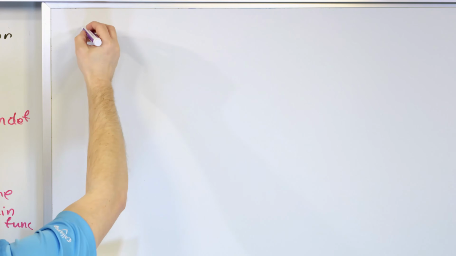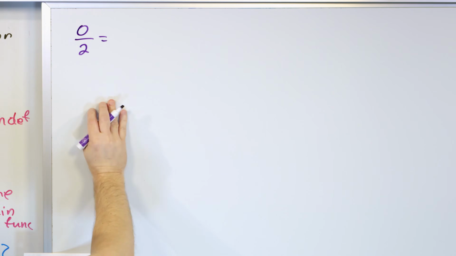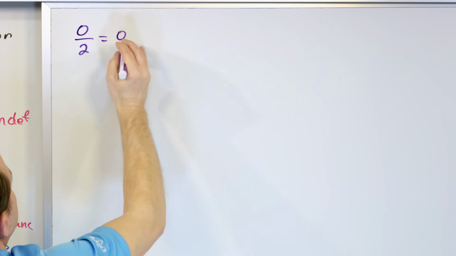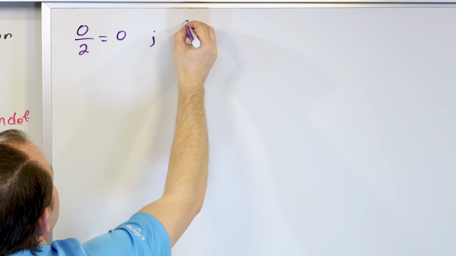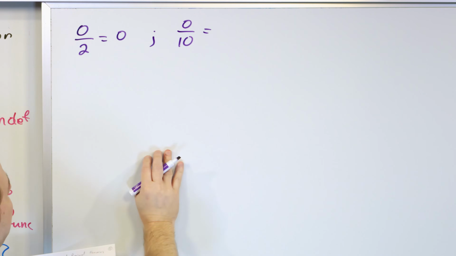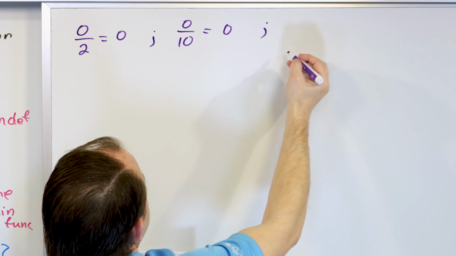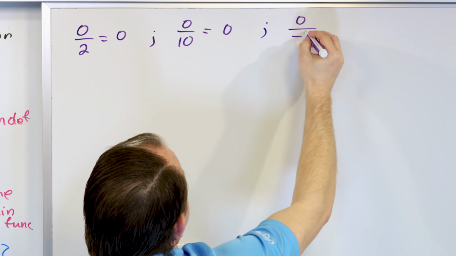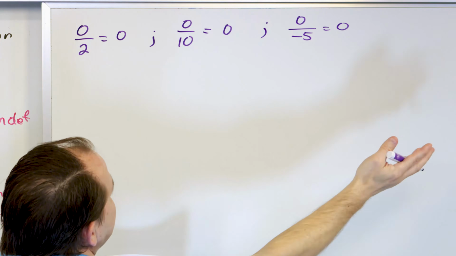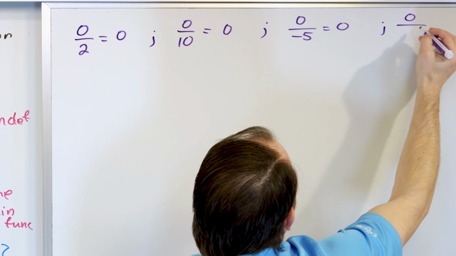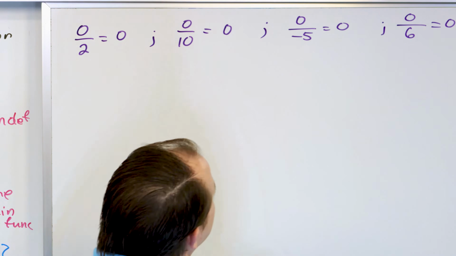What do you think the fraction 0 over 2 is equal to? Well, 0 divided by anything is 0, okay? What do you think the fraction 0 over 10 is equal to? Well, it's equal to 0. What do you think the fraction 0 over negative 5 is equal to? Well, it's 0. The point is, anytime I have 0 divided by anything, it gives me 0.